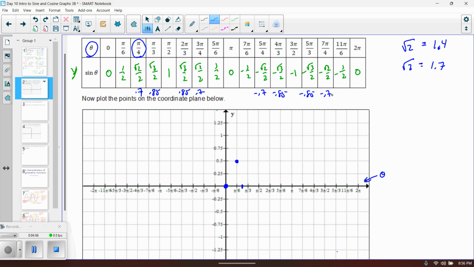So at pi over 4, we should be at about 0.7. Again, pi over 4 is that little line halfway in between pi sixths and pi thirds. And 0.7 should be about right here. It should be just below that 0.75.